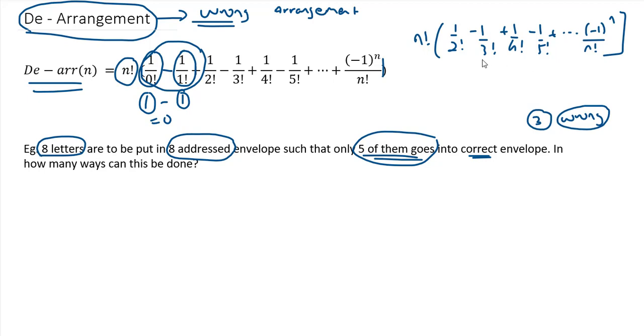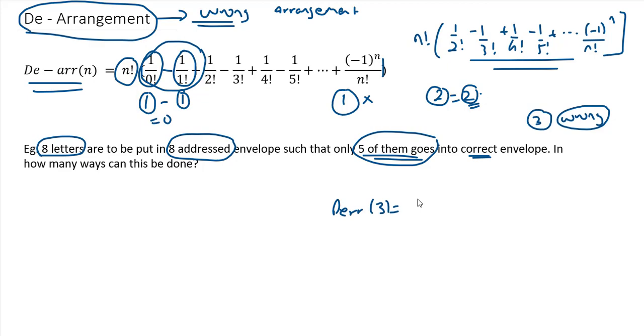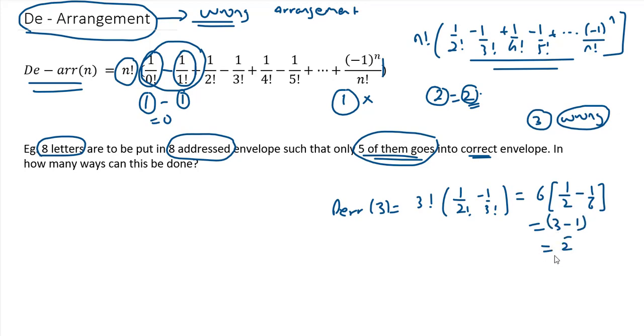Now derangement of one thing is not possible, because if there is one letter and it is to be put in one envelope, there is no way in which I can put that one letter in a wrong envelope. Likewise, if I want to find derangement of 3 things, we can straight away use the formula, which is 3 factorial into 1 by 2 factorial minus 1 by 3 factorial. So this will be 3 factorial, which is 6, 2 factorial is 1 by 2, and this will be 1 by 6. So from here we'll get 3 minus 1, which will be equal to 2. So derangement of 3 things will be equal to 2.